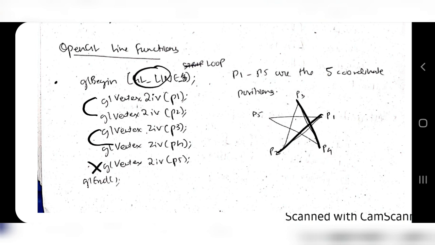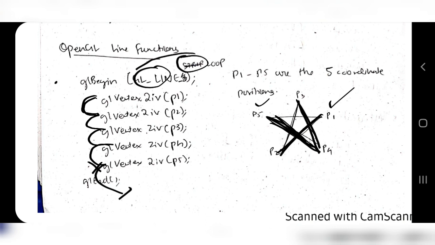Suppose we write GL_LINE_STRIP. What will happen then? It will start like this and go continuously until the last point: P1 to P2, P2 to P3, P3 to P4, P4 to P5, but the last one, P5 to P1, will not be made. Why? Because after P5 it cannot find any next point, and the function called is line strip, so it will just display like this, with no line between P5 and P1.